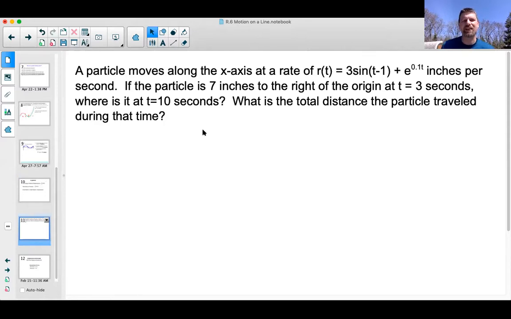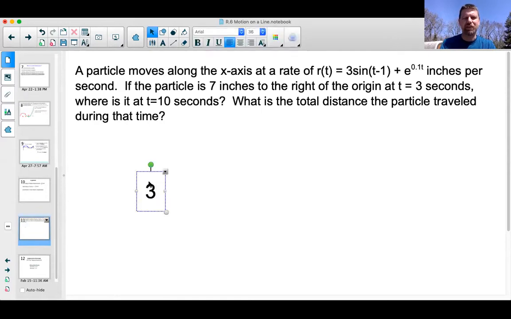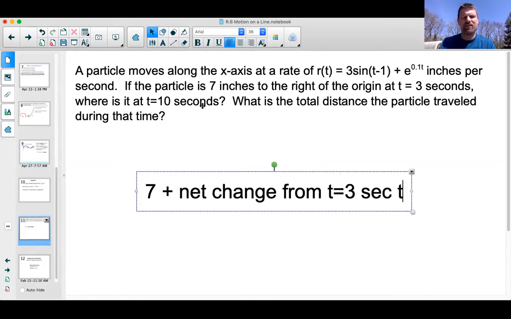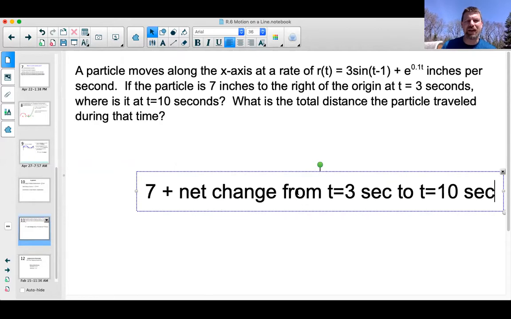But just look at what it's asking. It gave you a rate. It's saying the particle started at the 7-inch mark, and then it's asking where it is at t equals 10 seconds. So that's saying, hey, I started at 3 seconds at the 7-inch mark. I'm adding some kind of net change, and particularly I want to add the net change from t equals 3 seconds to t equals 10 seconds. That's just going to be 7 plus that integral.